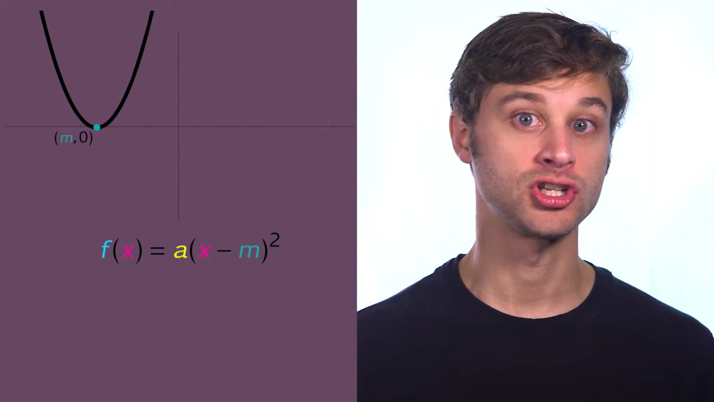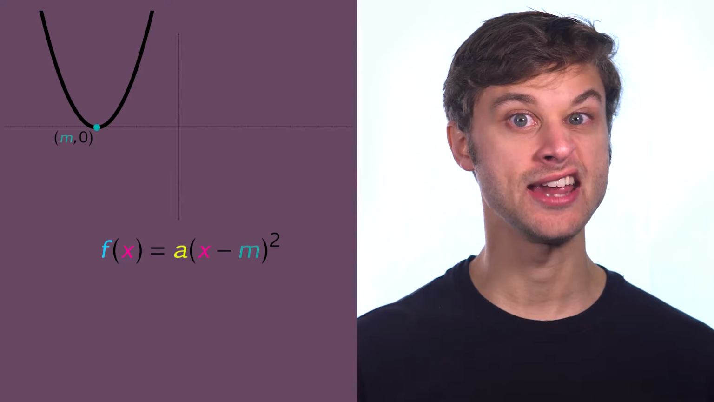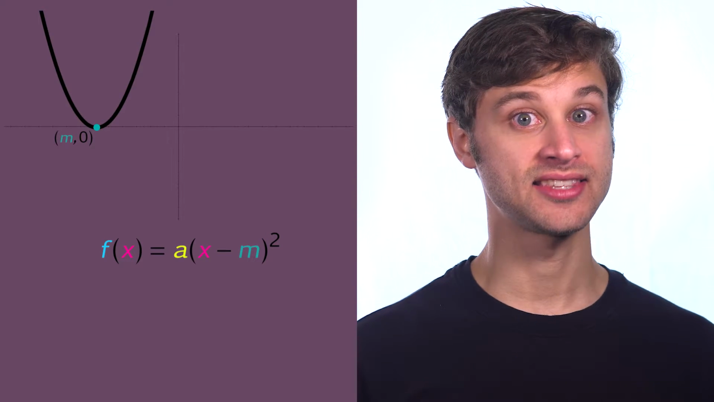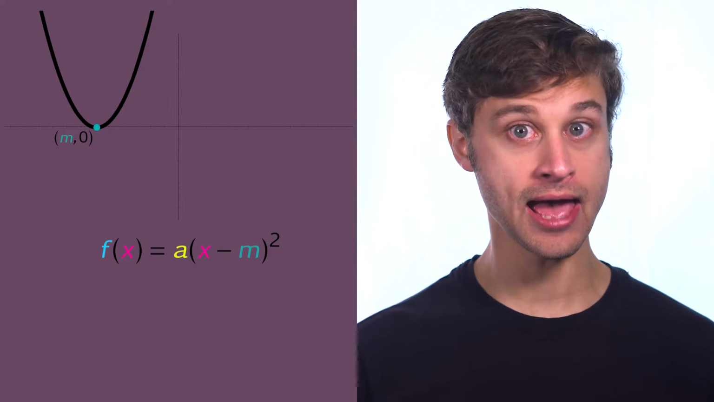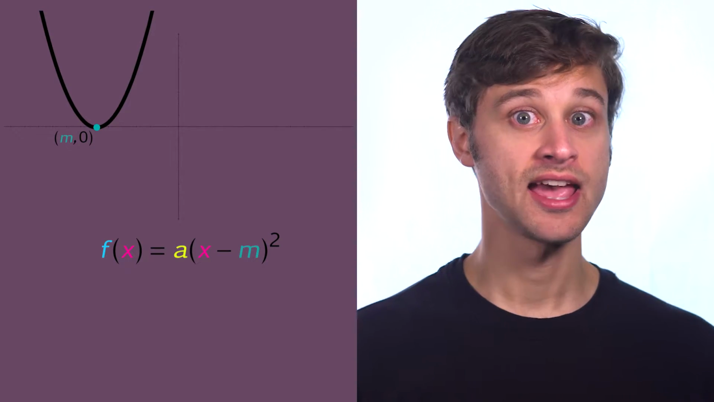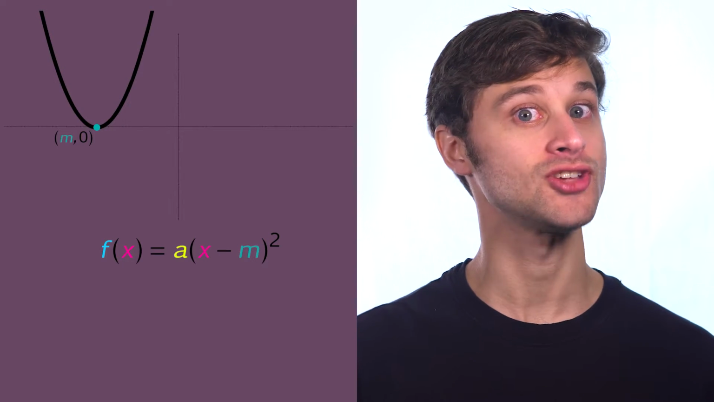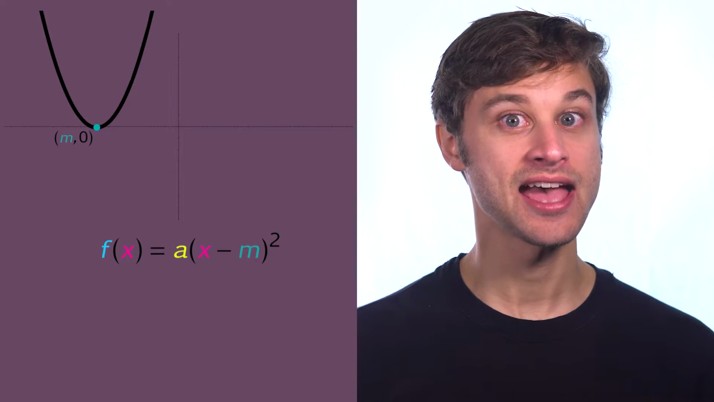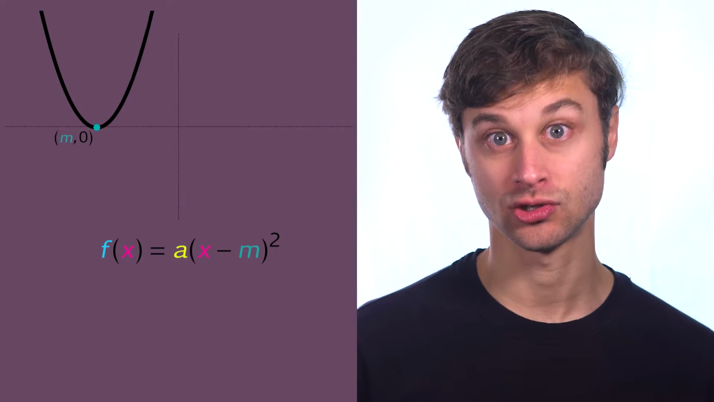So I might have a function of the form f of x is equal to a times x minus m squared. If that's the case, then that zero, m, repeats twice, and therefore the function bounces off the x-axis at that point m, and it only has one x-intercept.